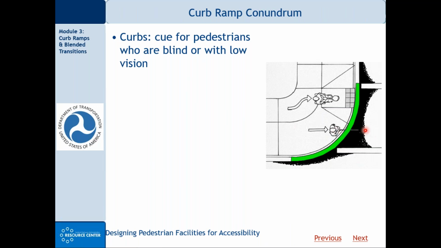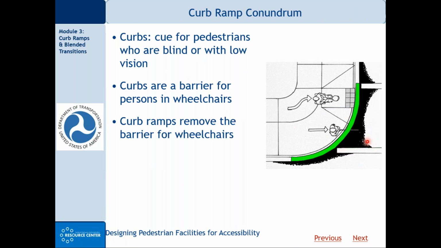And so they will seek other information, mainly traffic noise or the sound of a traffic control device, to help them know when to cross. But for someone in a wheelchair, that curb is a barrier. They can't move between the sidewalk and the street. And so, of course, we install curb ramps, like you see here, to allow someone in a wheelchair or a walker to move between the sidewalk and the street.